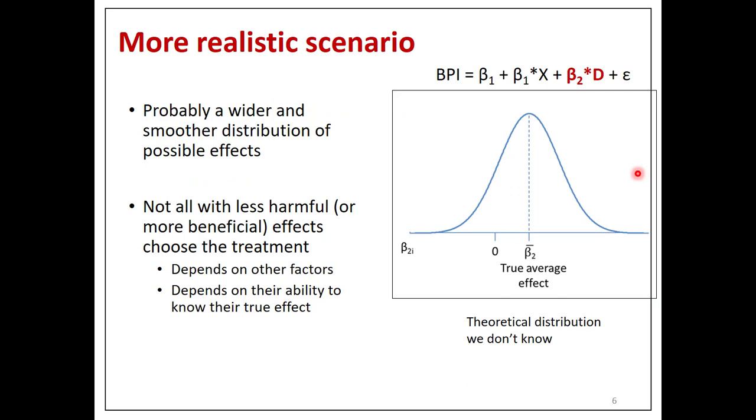Okay, here's a little more realistic scenario, where there's going to be a wide distribution of beta 2s. It's probably going to be a somewhat smooth function. Whether it's symmetrical or not, I'm guessing it's probably not symmetrical, but I have no idea what the real distribution looks like. Now, I put this 0 here just as a little orientation, because I'm guessing that the average effect of the divorce on behavioral problems is positive, and that's just why I put the 0 a little to the left of the mean beta 2, or the true average effect.